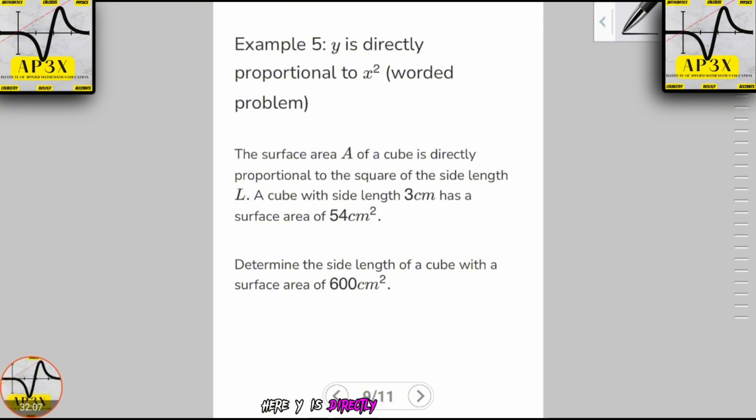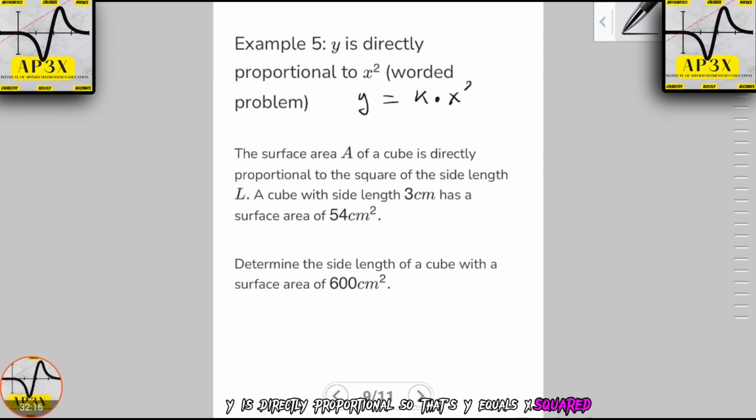Y is directly proportional to x squared. We have already looked at examples like this. So y is directly proportional, so that's y equals k times x squared. Pay attention to the change in the variable. The surface area A of a cube is directly proportional to the square of its side length L. So we have changed the letters that we're using. So we're using A and L.